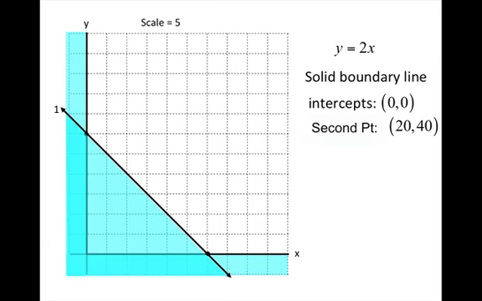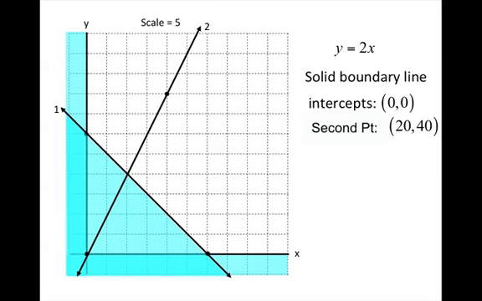Then my second boundary line is y equals 2x. This goes through the point 0, 0, which is my origin, and 20, 40. Well, 5 will go into 20 4 times, and 5 will go into 40 8 times. So this is going to look like the ordered pair 4, 8. If I draw a solid boundary line through these, I need to label it as line 2.